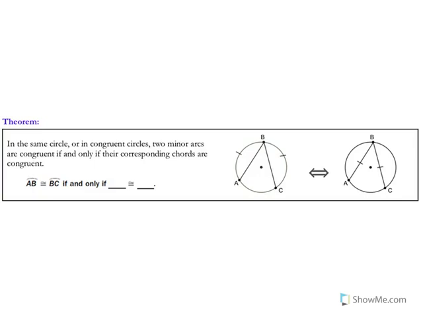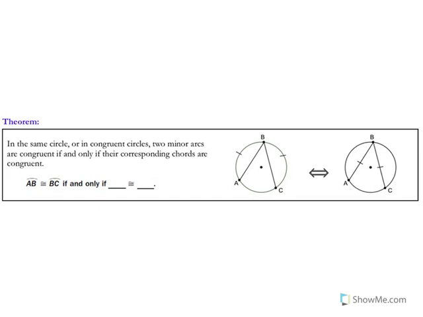Hi guys, day 2 of circles. We've got some more theorems, we've got some more practice problems, and so we're just going to jump right into it. If you don't remember some things from the other day, feel free to go back to the last video and look at those examples and those vocab words.